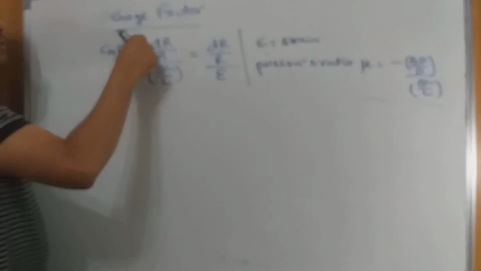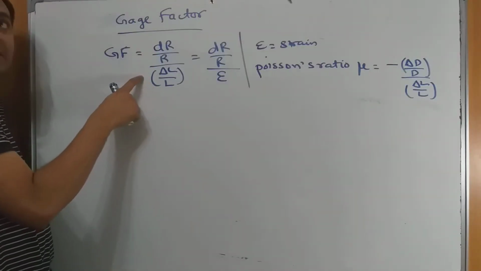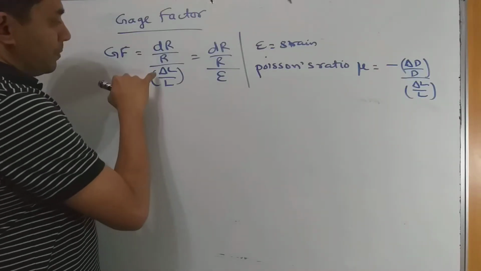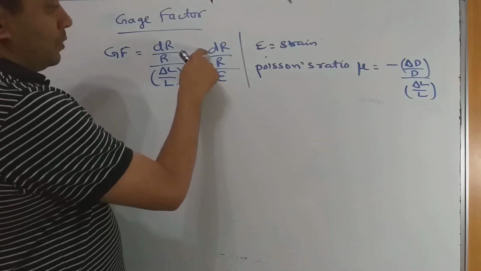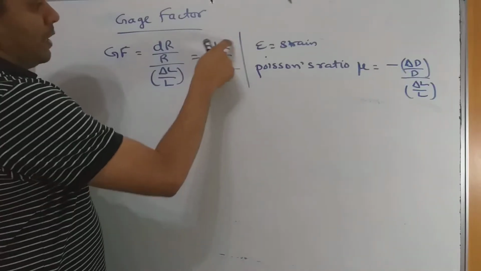So this is the change in resistance to the original resistance, and this is the change in length to the original length. As we mentioned before, del L by L is nothing but the strain, and that strain is normally indicated by the notation epsilon. So the same equation can be rewritten as del R by R divided by epsilon.